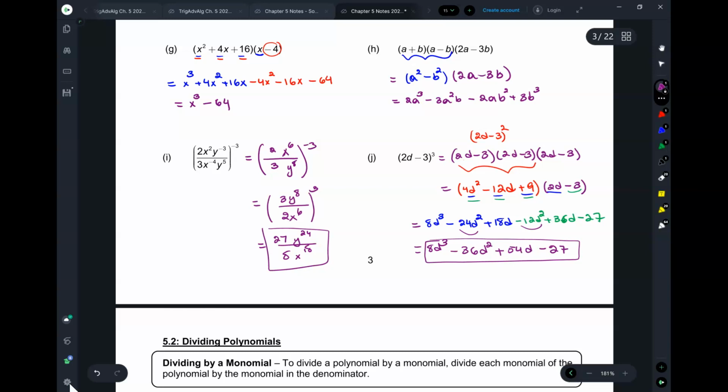Okay, so it's a lot of work. You just have to be super careful. But there isn't really anything new here from Algebra 1. There shouldn't be. All right, that's where we'll stop today.